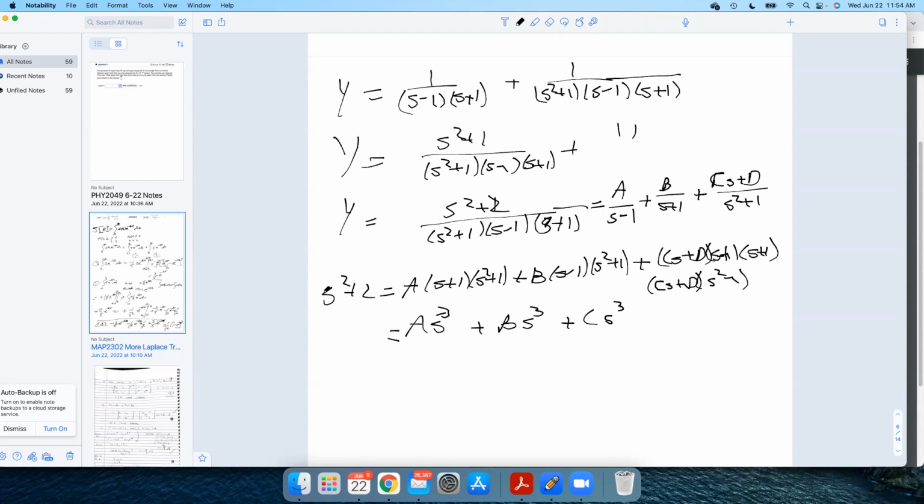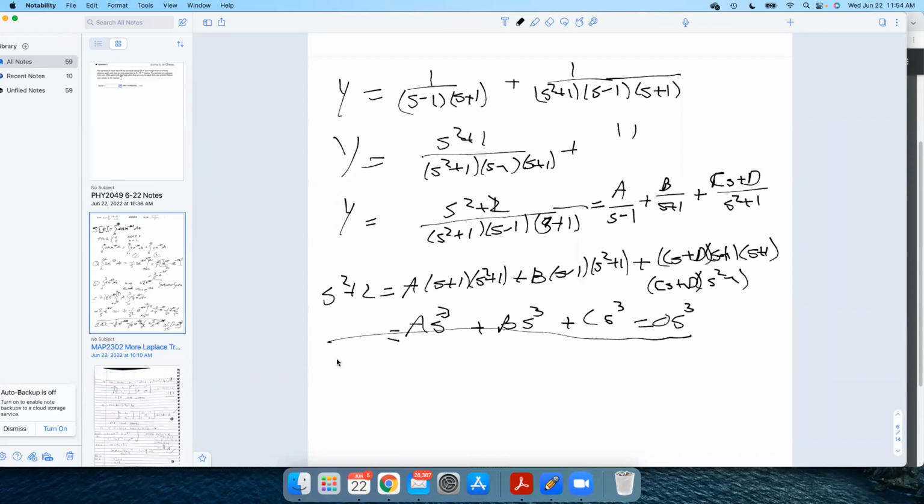There's no S cubed on the left-hand side. So these must all add up to 0 S cubed. So we could do that. We have 4 unknowns, we get 4 equations and get this big long system of equations. A perfectly legitimate way to do it. Seems to take forever. So I like the cover-up method.